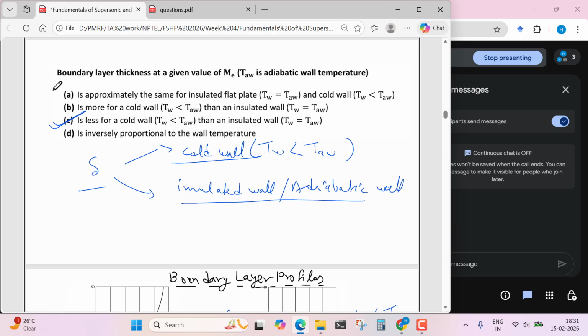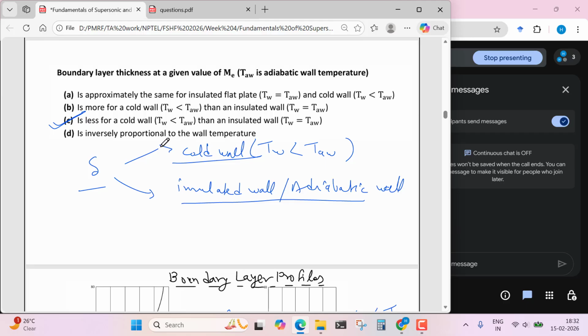So the problem is: boundary layer thickness at a given value of Me, where T_aw is the adiabatic wall temperature, is approximately the same for an insulated flat plate and a cold wall. Option B: it is more for the cold wall than the insulated wall. Option C: it is less for the cold wall than an insulated wall. Option D: it is inversely proportional to the wall temperature.